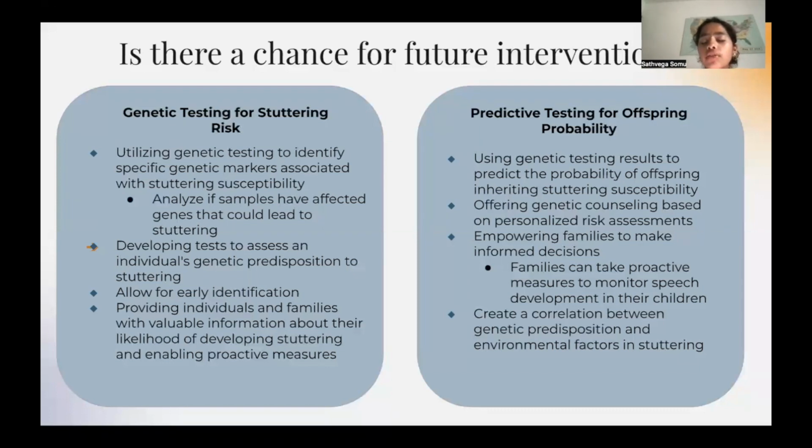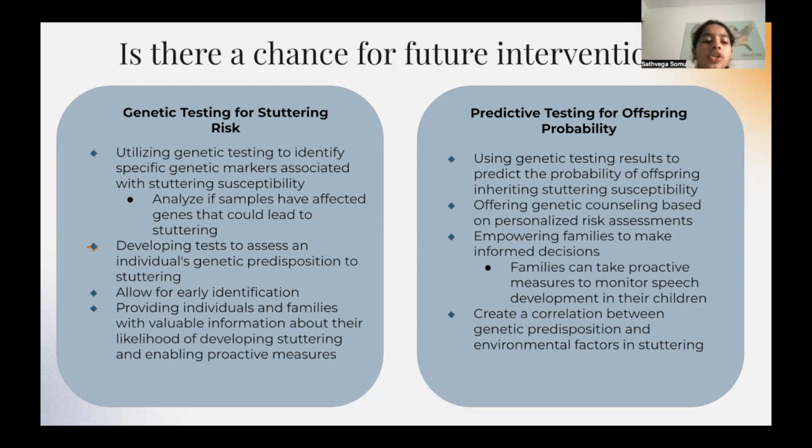Is there a chance for future intervention? The answer is yes. There are two main kinds of interventions that we can take a look at. Number one is genetic testing for stuttering risk, which utilizes genetic testing to identify specific genetic markers associated with stuttering susceptibility. We could analyze samples that have the affected genes that could lead to stuttering, and an example of this would be the FOXP2 gene.